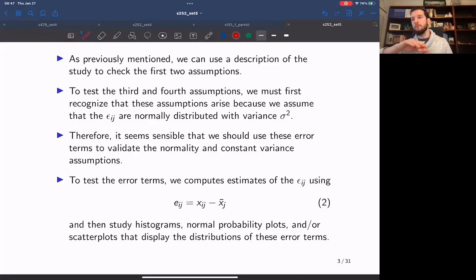So the probability plot would show you a straight line. And the histogram should be a bell curve centered at 0. No, sorry, we would build one histogram of all the eij, and it should be a bell curve. Okay, so we can take the epsilon ij and study them directly as a whole, which is a nice benefit as well.